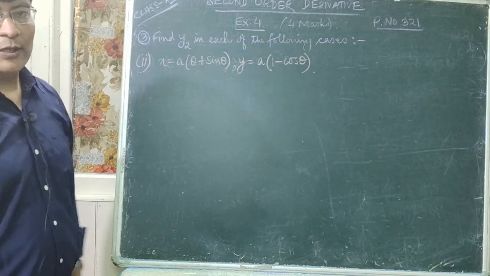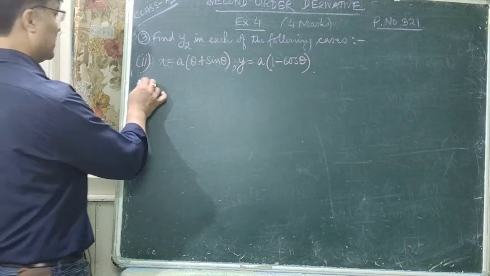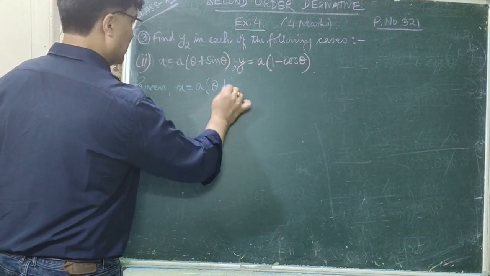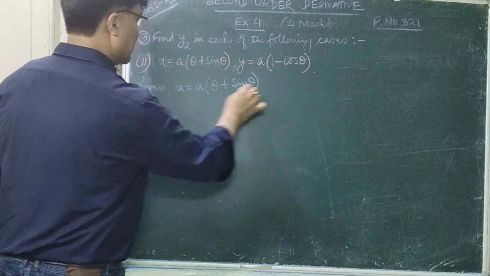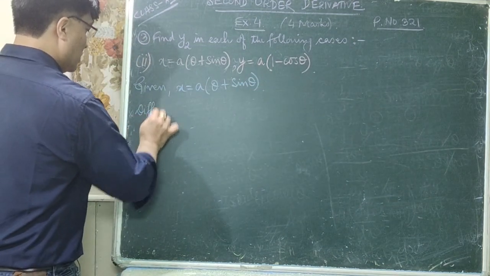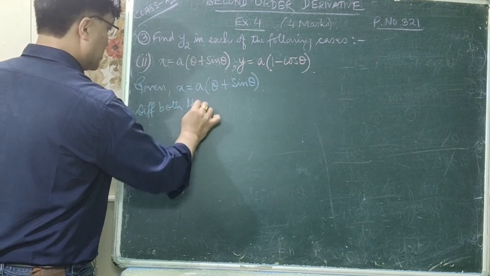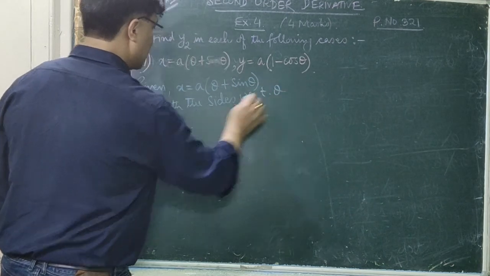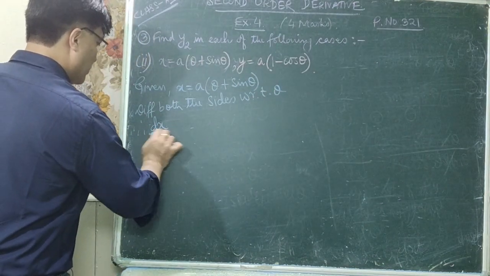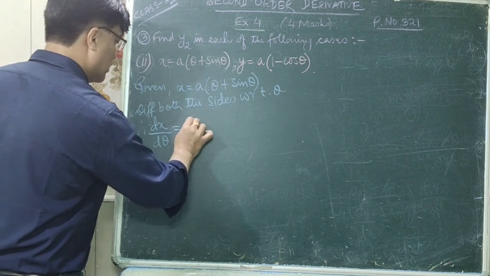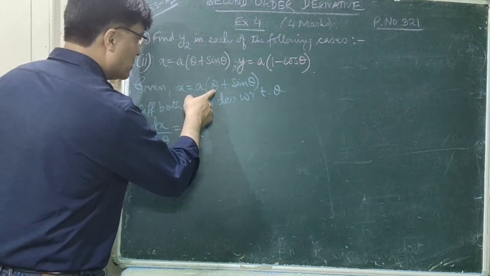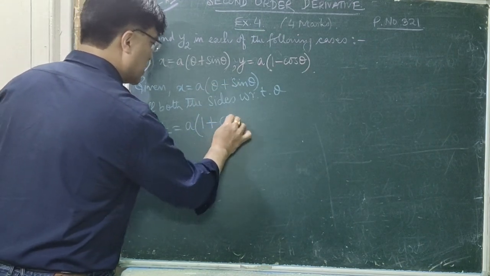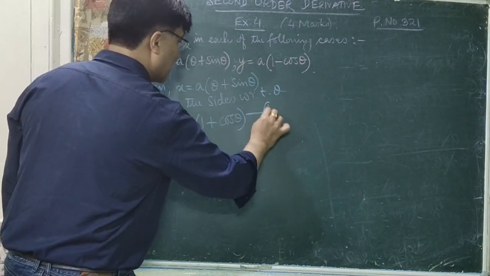So first of all you have to get the value for dx by d theta, right? So here given is x is equal to a within bracket theta plus sin theta. So differentiating both the sides with respect to theta, therefore dx by d theta is equal to a within bracket. What is the differentiation of theta with respect to theta? That is 1. And what is the differentiation of sin theta with respect to theta? That is cos theta, right? So you mark it as number 1.